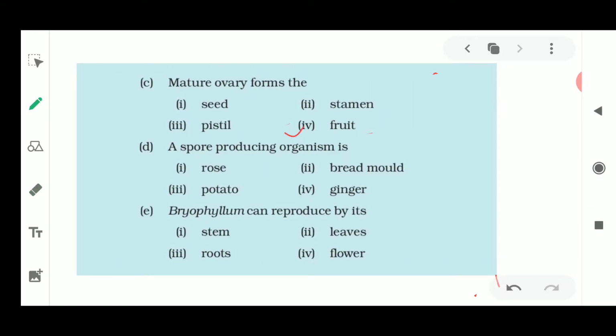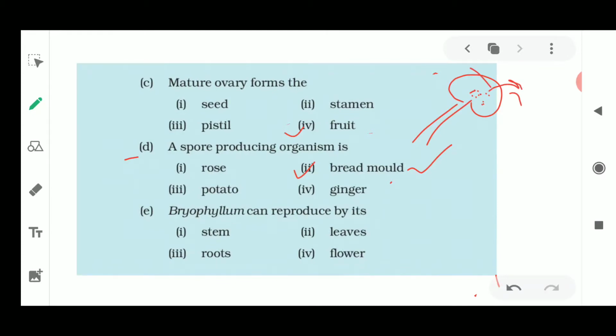Next is question number D. The spore producing organism is rose, no. Potato, no. Bread mold, yes. And ginger, no. So this is the right answer. So you will just take the correct option, that is bread mold. As bread mold is producing spore in its sporangium, inside this it is having spores. This burst open and then it is going to move out.